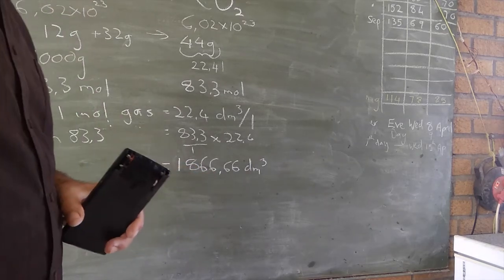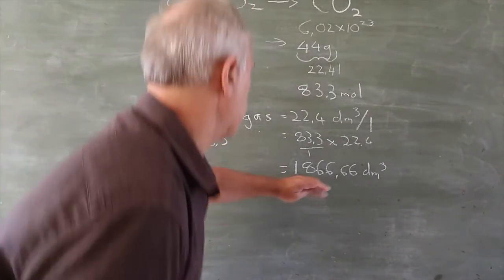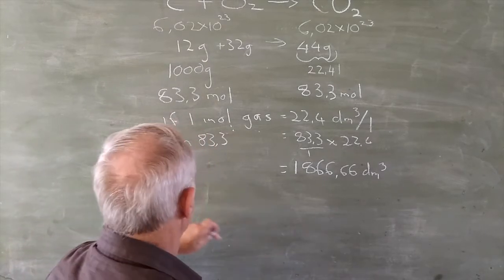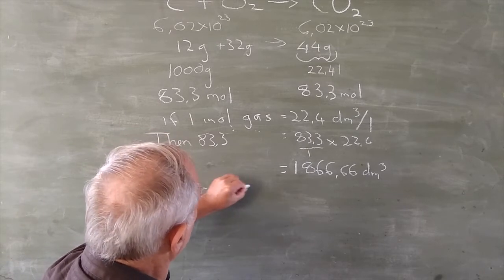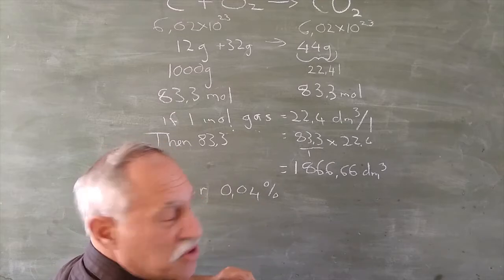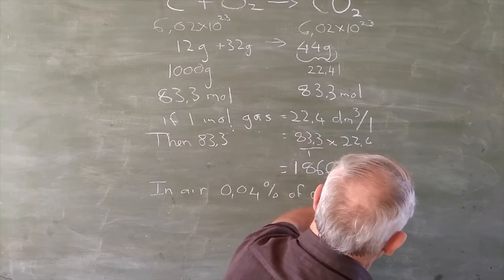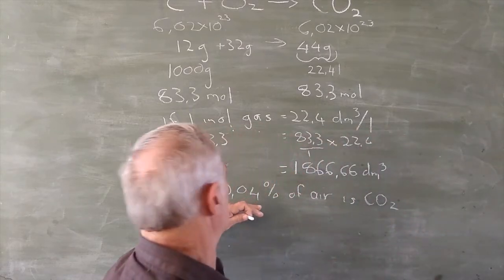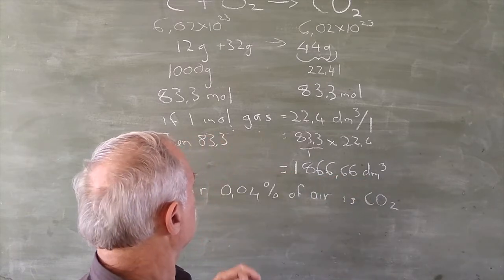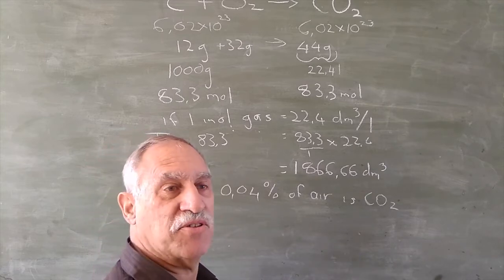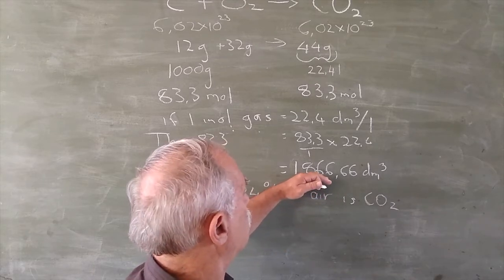Now that is quite interesting. But let's continue a little bit further. There's something more interesting I want to find out. Because in air, 0.04% of the atmosphere of air is CO2. Only 0.04. So if we had to take that amount of CO2 and spread it into 100% of air, I wonder how much volume of air this actually represents.